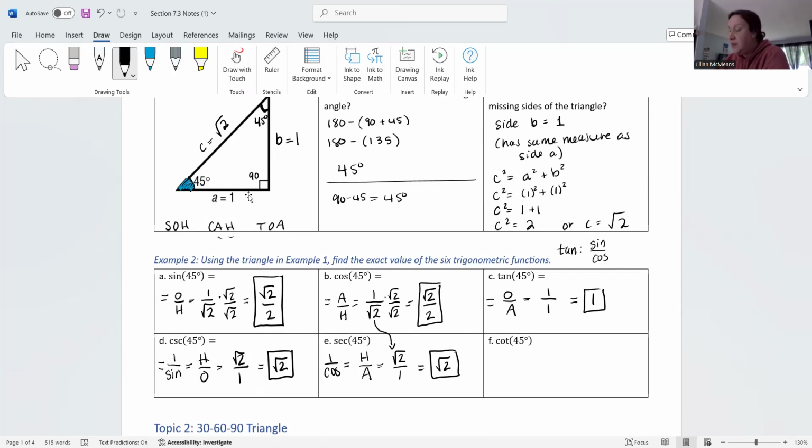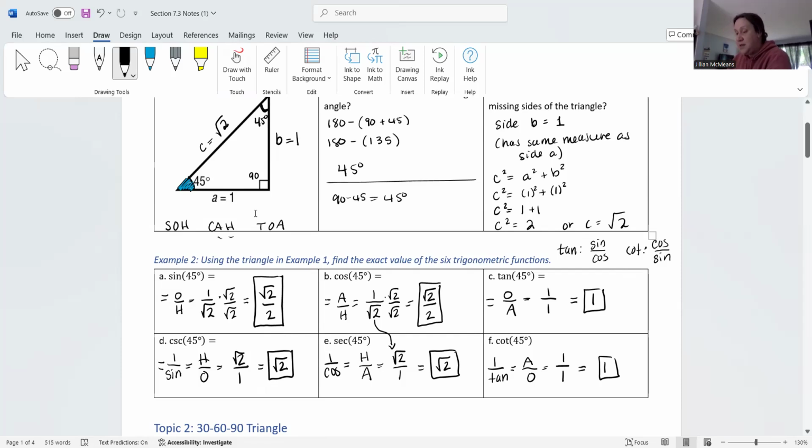Okay? And then cotangent, we have to remember that cotangent is the reciprocal of tangent. Since tangent is opposite over adjacent, cotangent is adjacent over opposite. If we're looking at that blue 45-degree angle, the adjacent side is 1, the opposite side is also 1, so we get 1. There's another way that we can find cotangent. The quotient identities tell me that cotangent is the ratio of cosine divided by sine. Cosine is square root 2 over 2, and sine is square root 2 over 2. When I divide those, either way you slice it, I get 1.